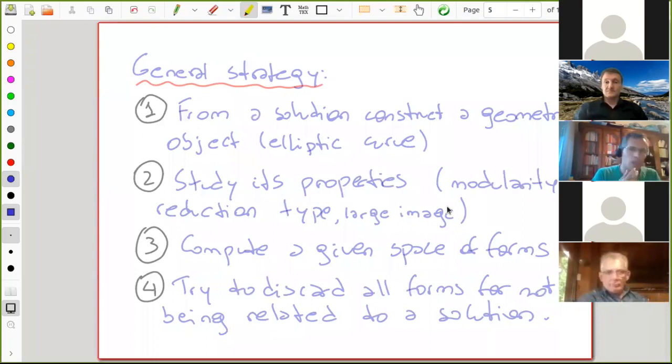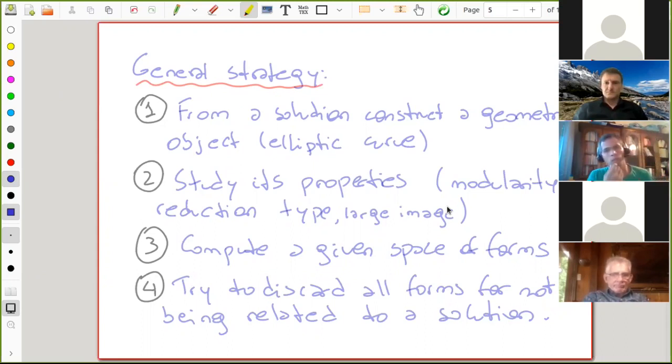Once you have this geometric object, the idea is to understand its properties. If you have an elliptic curve, it's given by an equation, which I'm going to show in the next slide, and then you can study some of its invariants. For example, the discriminant, where you get bad reduction, and what the image of the Galois representation is. So you have a lot of information attached to this geometric object that you have to try to understand.